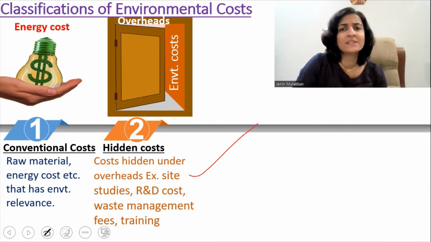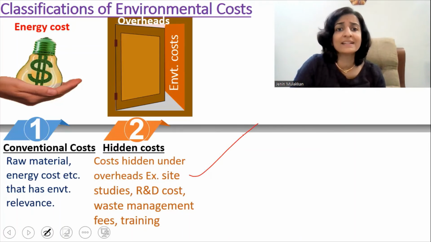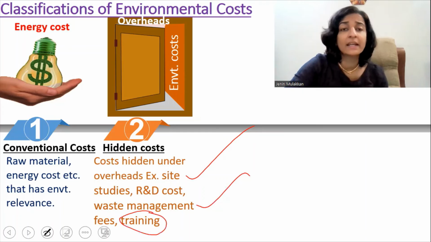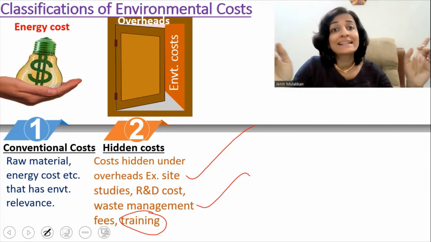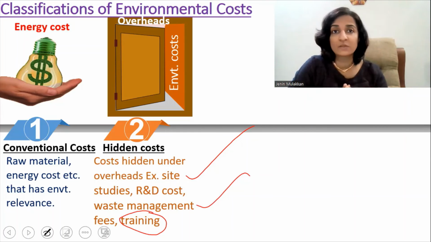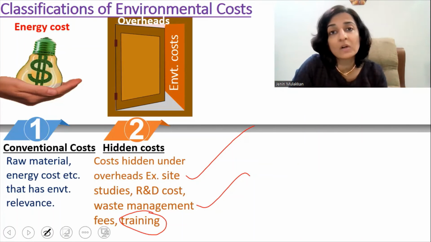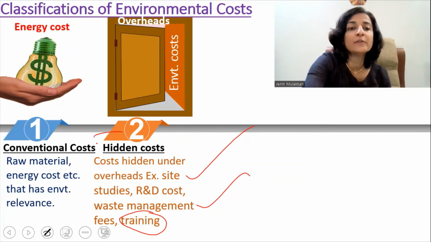Now, if a site study is being conducted, maybe the groundwater is getting contaminated. Waste management fee gets clubbed with factory overheads, training of environmental staff may get clubbed with the training of other staff as well. So we will have to do an ABC analysis to split the environmental cost from the other cost. So that is the meaning of hidden cost.